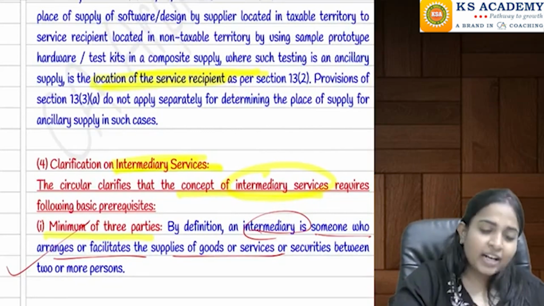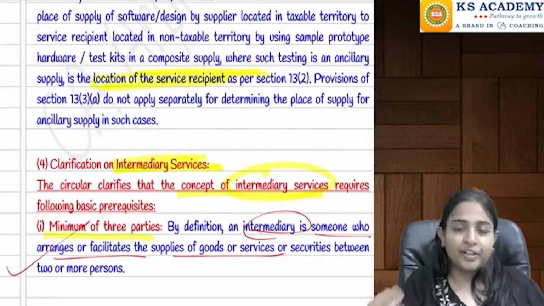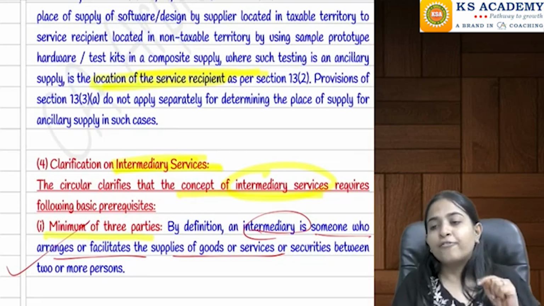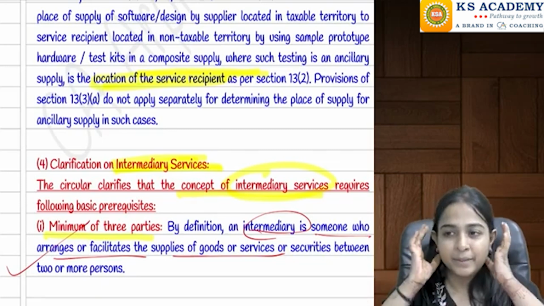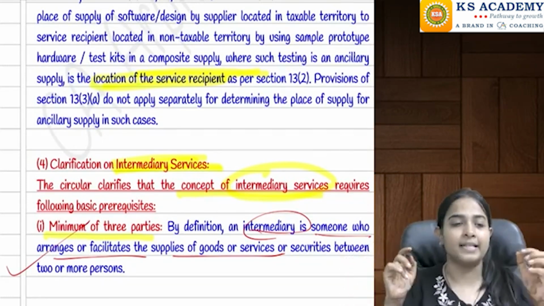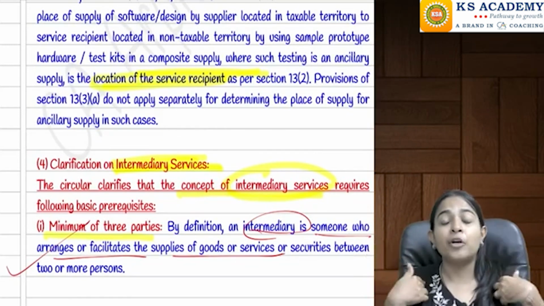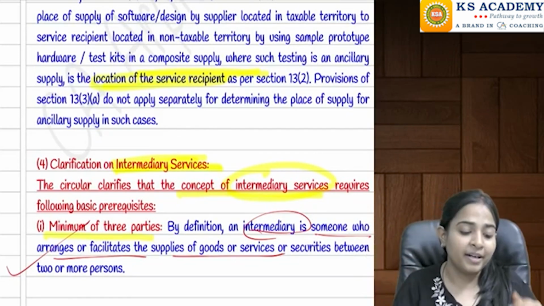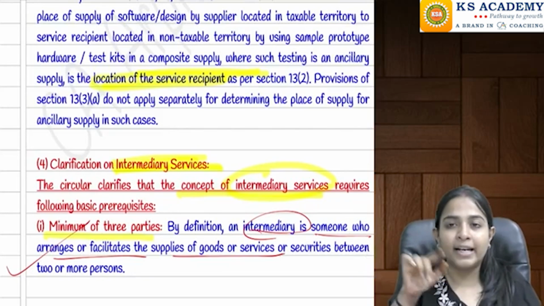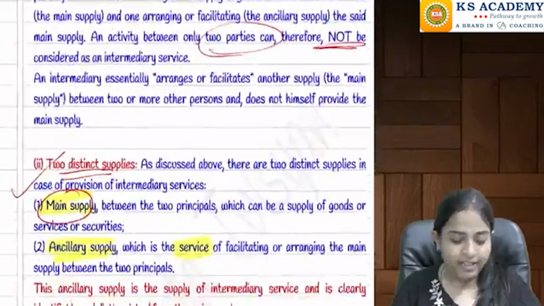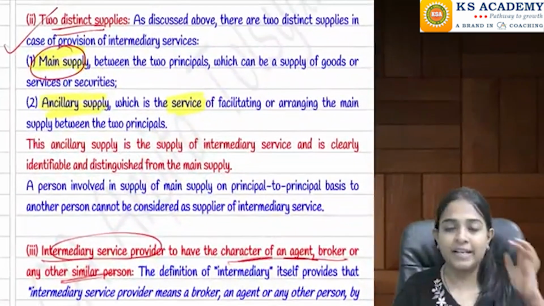Intermediary services, there are a few things that you need to understand in case of intermediary services. First point, there are three parties. Whenever an intermediary transaction takes place, there are three parties. Two main parties are there, supplier and recipient, and the third one is the intermediary. So including the intermediary, there will be three persons here. Then only you can say that yes, intermediary is there.